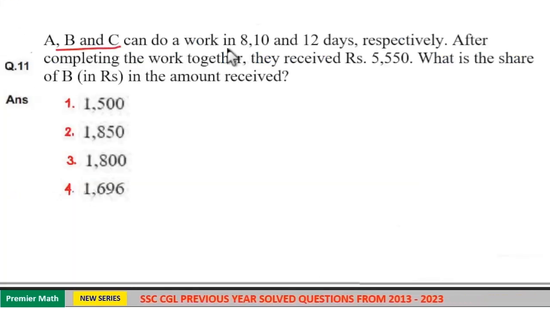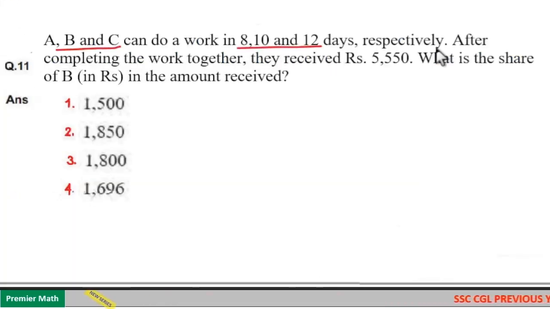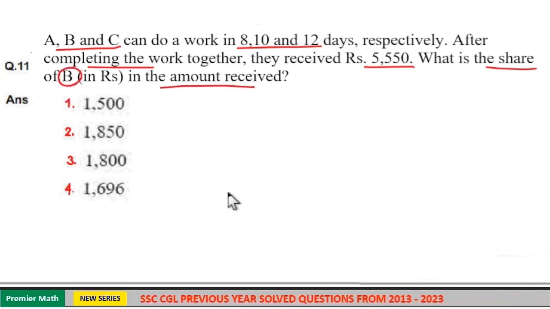A, B and C can do a work in 8, 10 and 12 days respectively. After completing the work together, they received rupees 5,550. What is the share of B in the amount received?